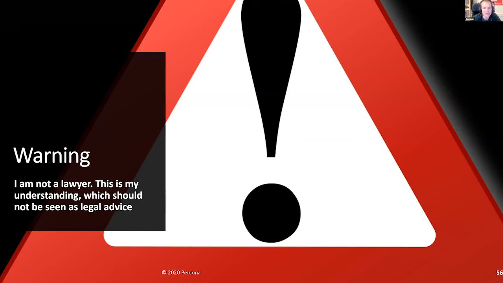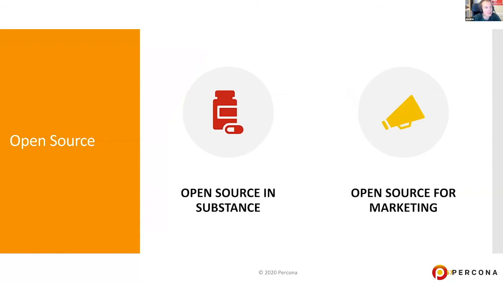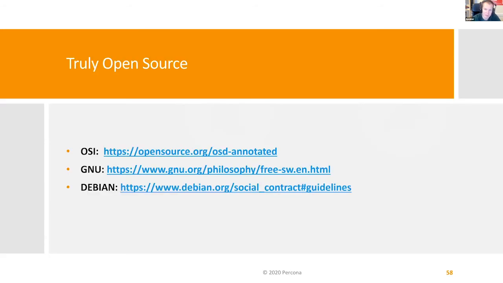If you look at open source, as I mentioned briefly, you can think about two types: open source in substance, and using open source for marketing, building models really focused on selling commercial open source software around it. Truly open source is not like a registered trademark, like some other terms we deal with on an everyday basis.